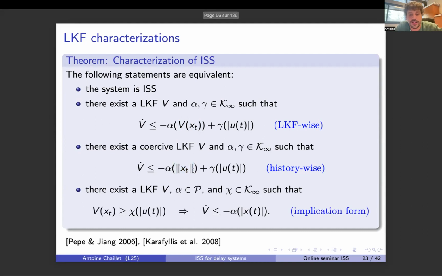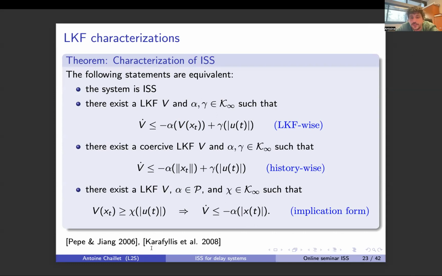And also this is equivalent to having an implication form. So here on the right, it's a pointwise dissipation, but which is required whenever V is greater than the input modulo this function chi, right? So in order to estimate this, most of the time you have to express everything in terms of V. And so it's just an apparently pointwise dissipation, but in truth, you need to express everything in terms of V. Okay, so look at this reference to have more details about this characterization.